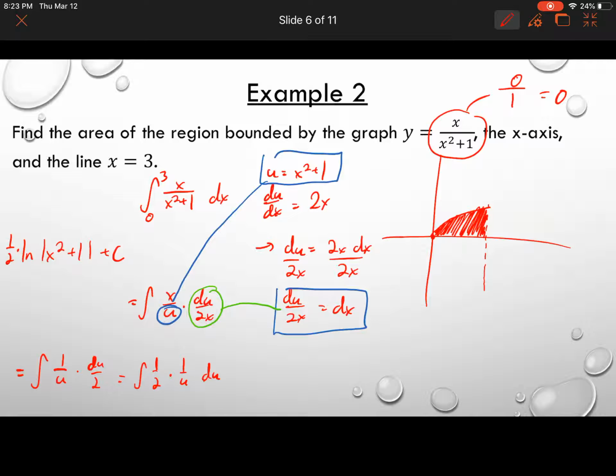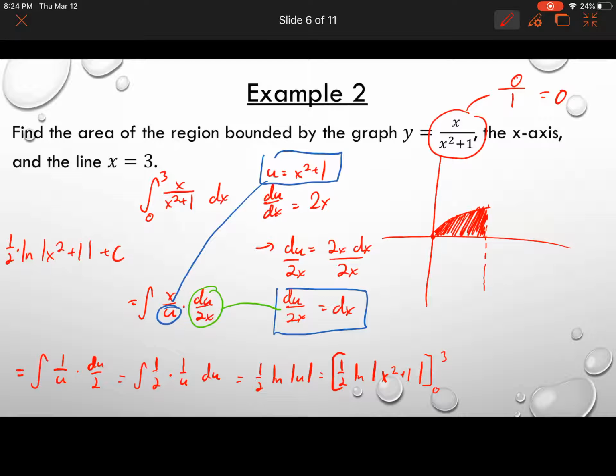And at the beginning of this lesson, hopefully you recall that when we take the antiderivative of 1 over u, that's where we get the natural log. So now we get 1/2 natural log. Don't forget the absolute value of u. Now we make the substitution of u back in. So we get 1/2 natural log absolute value x squared plus 1. And our interval is still 0 to 3.